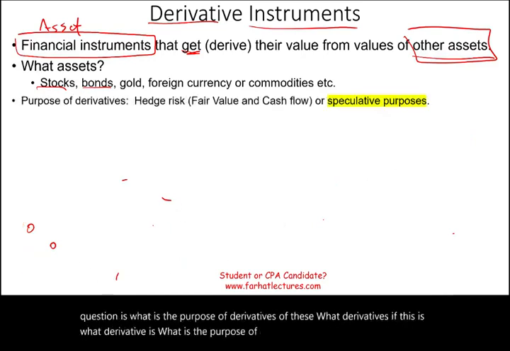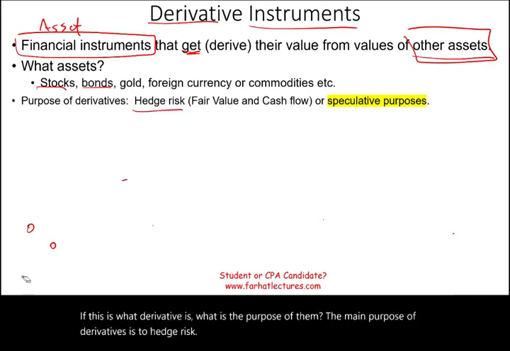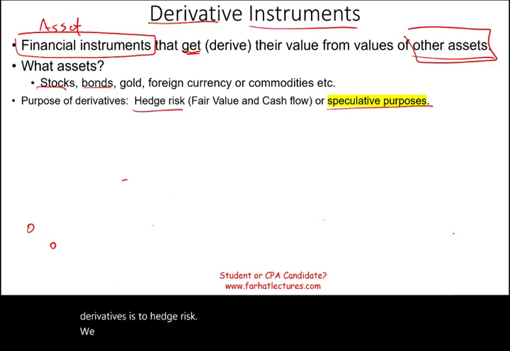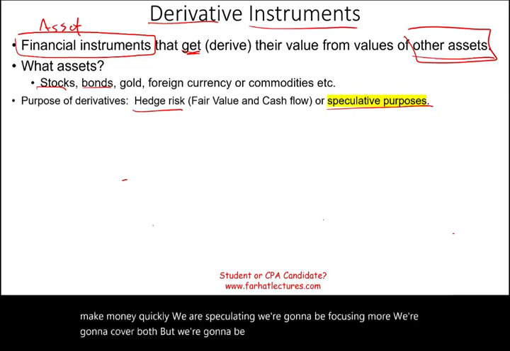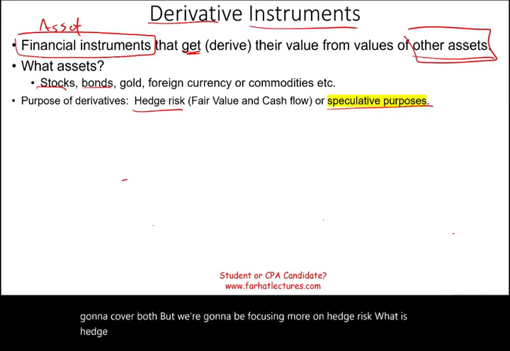Well, the main purpose of derivatives is to hedge risk. Or we can use it for speculative purposes. Speculative means gambling, to make money quickly. We are speculating. We're going to cover both, but we're going to be focusing more on hedging risk. What is hedging risk? It's to protect yourself from risk.